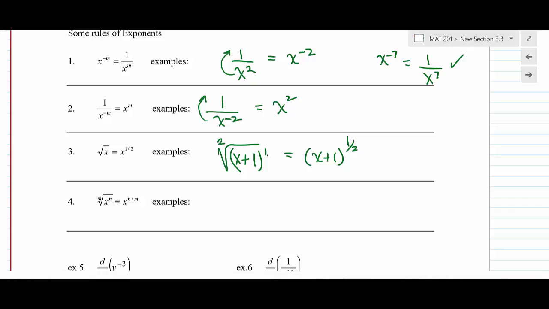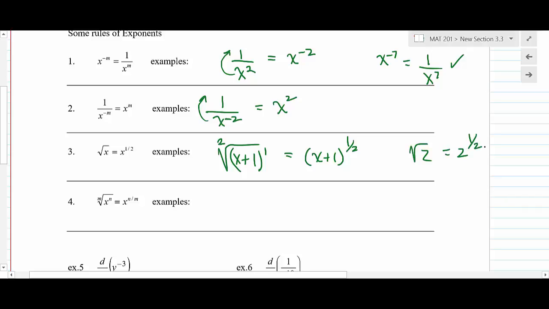You guys have done that and remember that from your past? Square roots are the same as 1/2 powers. They mean exactly the same thing. So if you had the square root of 2, that's 2 to the 1/2. It's the same thing. If you did those two things on a calculator, you'd get the same answer.